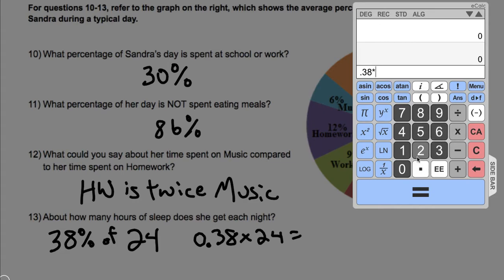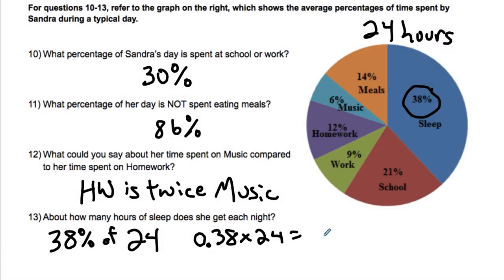0.38 times 24. And so this is in hours. So 9.12 hours, or a little more than 9 hours. Okay. So 9.12 hours. All right. So on average, she sleeps a little over 9 hours every night.